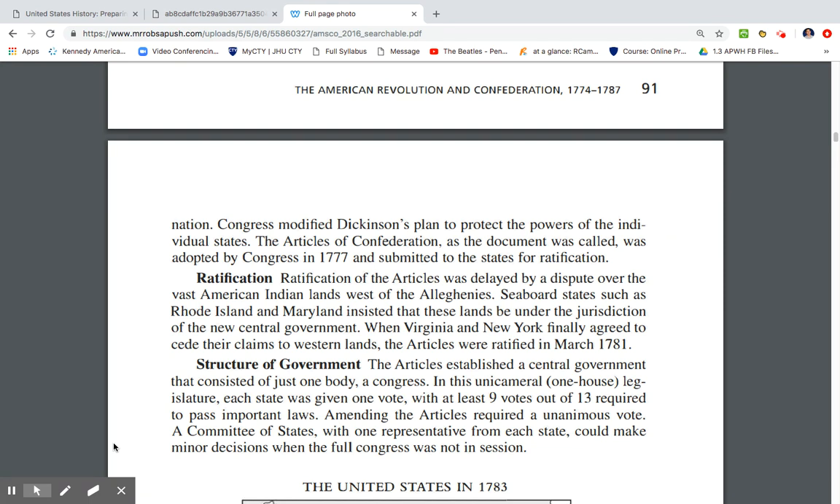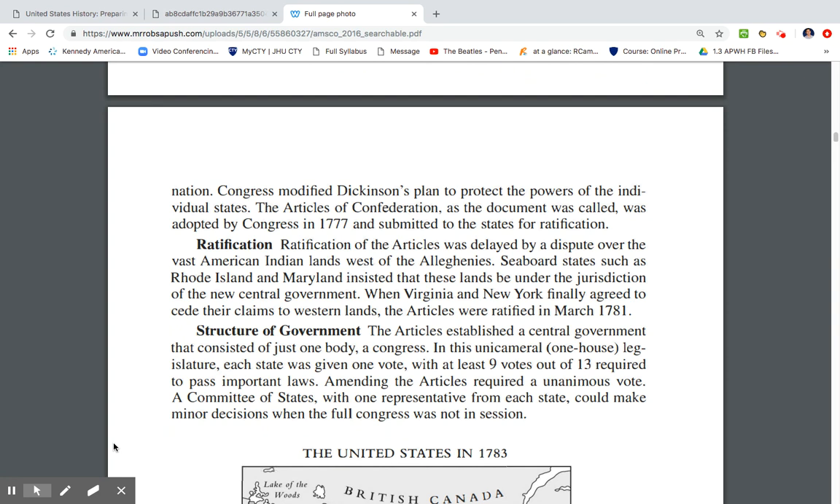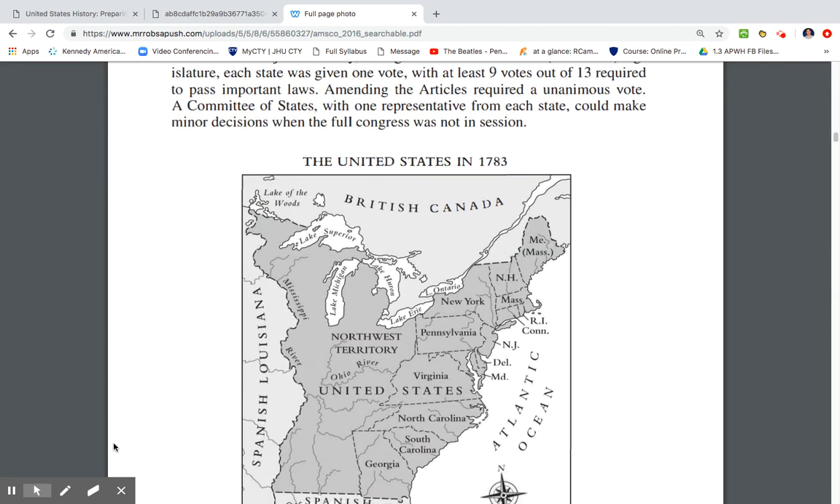Amending the Articles required a unanimous vote. A Committee of the States, with one representative from each state, can make minor decisions when the full Congress is not in session. So you're already seeing the problems here. There's no executive. There's no president. All it is is Congress. And you're given one vote, doesn't matter how large your population is. And you need 9 out of 13 votes in order to pass something. That is a lot. And in order to change the government, you need unanimous, meaning everybody needs to vote and agree on it. Right?